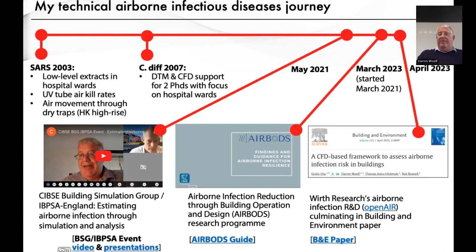And then in April this year, as part of my Worth research work, we've been doing a number of exercises in our Open Air initiative, and there was a Building and Environment paper, a CFD based framework to assess airborne infection risk in buildings. So today I'm going to be talking about all three of those aspects, and I'll be referencing really heavily the BSG CIBSE event, the Airbods Guide and the B&E paper.